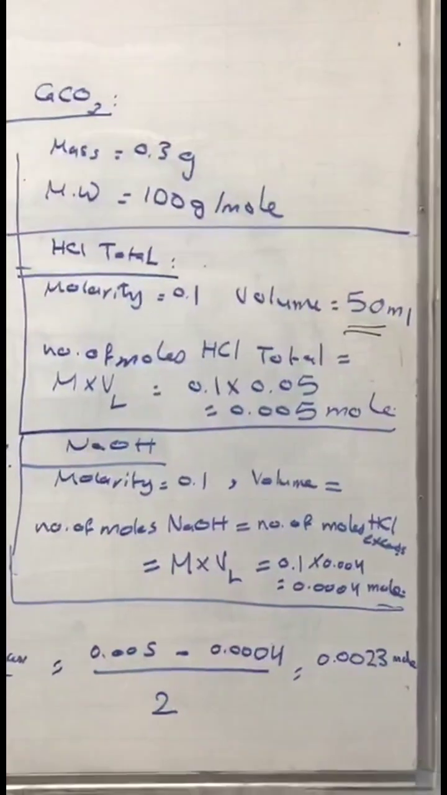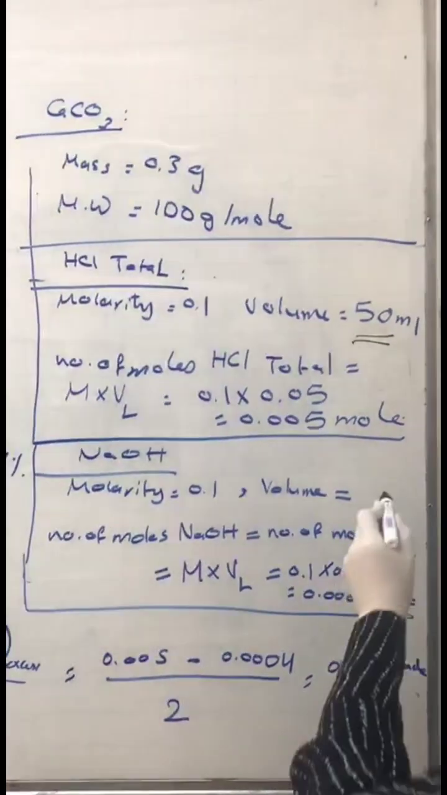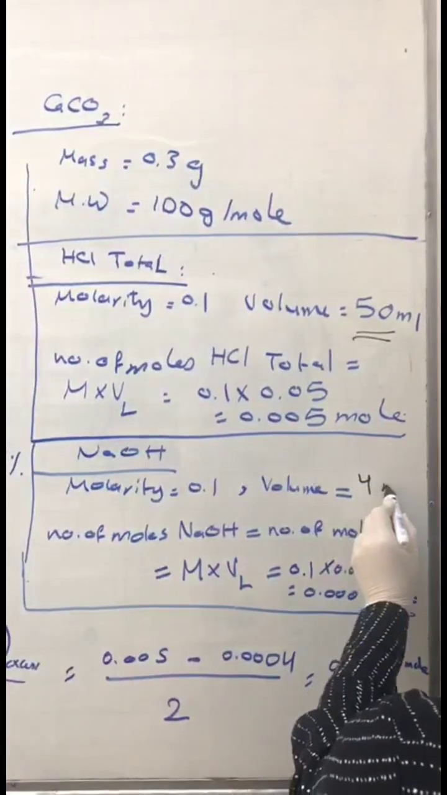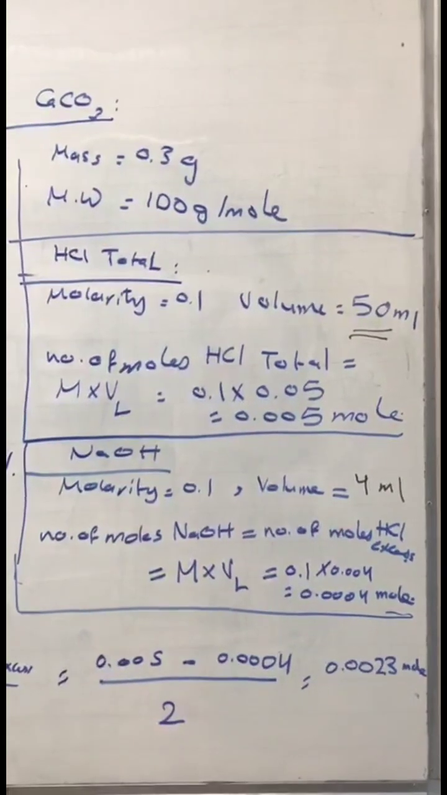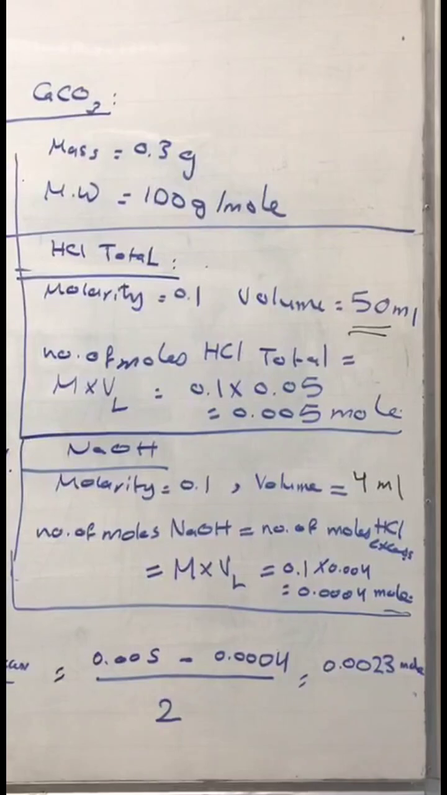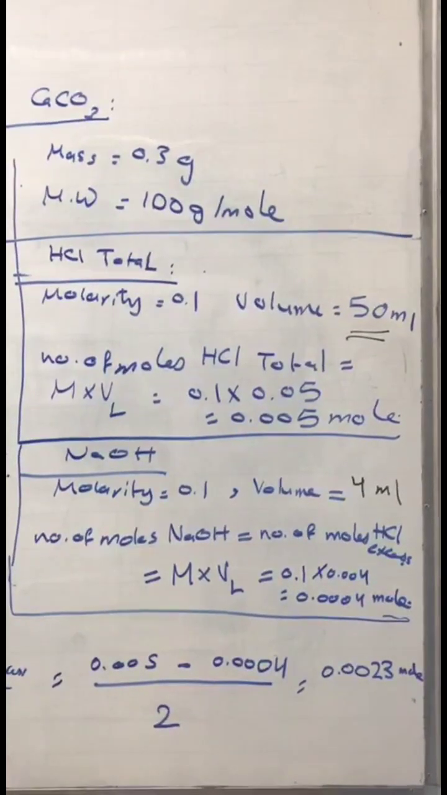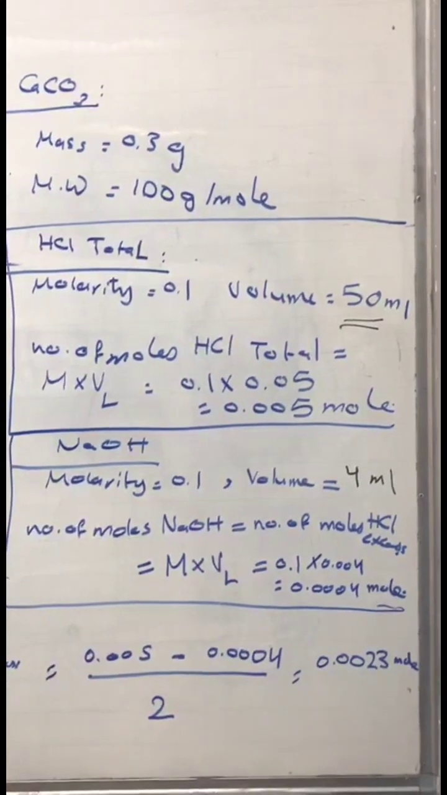For the NaOH, the molarity is 0.1 and the volume is 4 ml. Number of moles of NaOH equals the number of moles of HCl excess. Molarity multiplied by volume in liter equals 0.0004 mole.